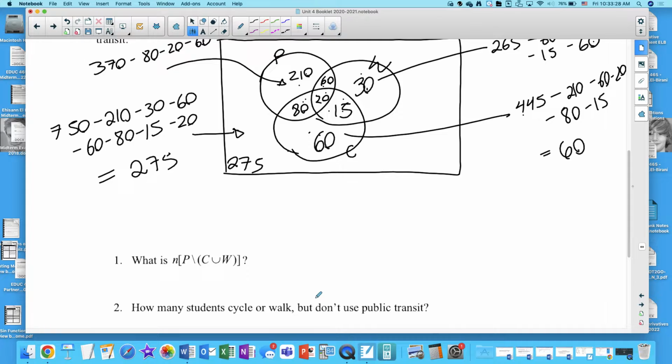Yeah, it's 210, right? So this represents P, the whole P bubble, minus C union W. So anything that's in here is taken out. So this is 210.